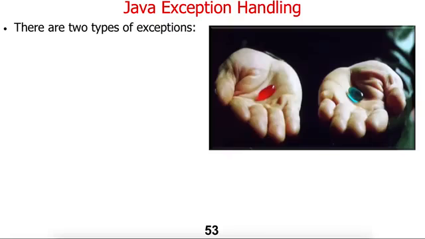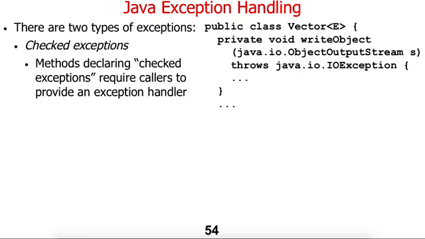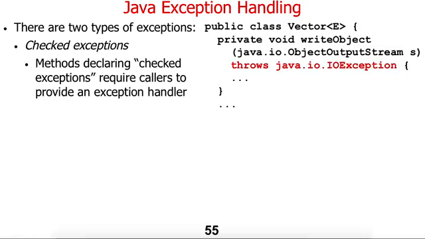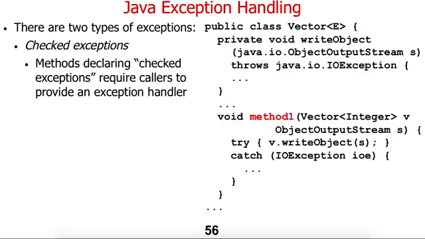There are 2 general types of exceptions supported by Java. One type is called checked exceptions. Methods declaring checked exceptions require their callers to provide an exception handler, or else the compiler will flag the calling code as an error. For example, the writeObject method in the Vector class explicitly declares that it may throw the IOException. Therefore, if method 1 calls the writeObject method on a Vector object, it must contain a catch block that catches the IOException.